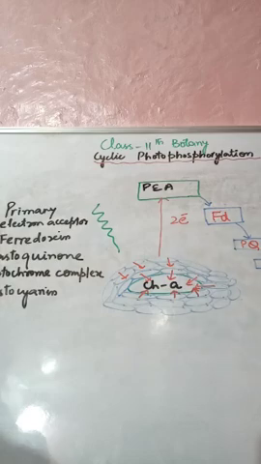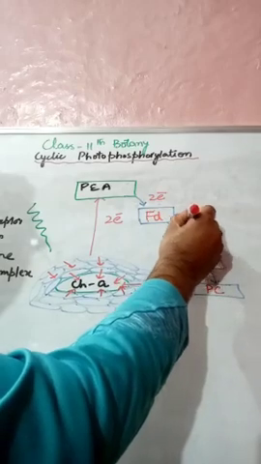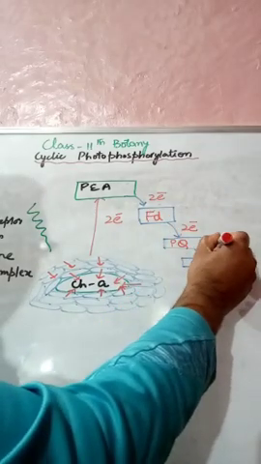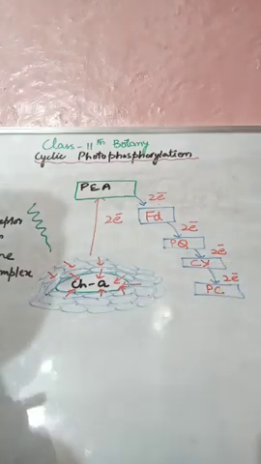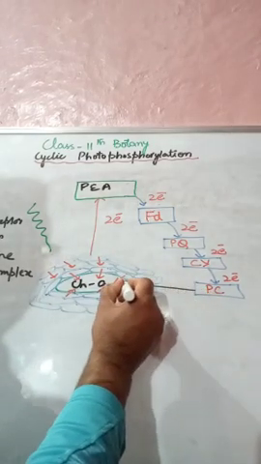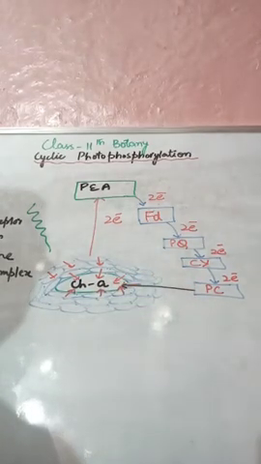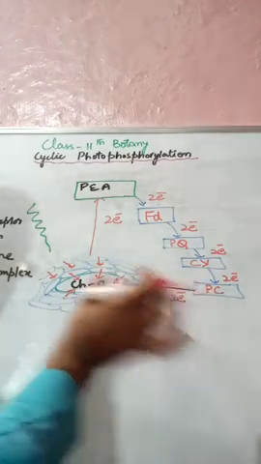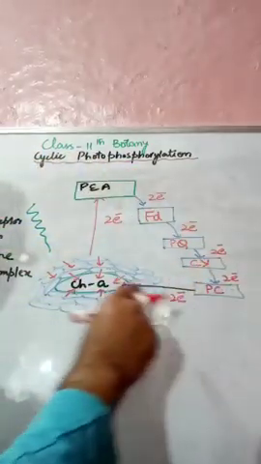So now what we see here is that these electrons move from the primary electron acceptor to ferredoxin, then to plastoquinone, then the cytochrome complex, then plastocyanin, and ultimately they are absorbed by the chlorophyll A. And here again we see these electrons. Since this supply of electrons forms a cycle, it is called cyclic photophosphorylation.